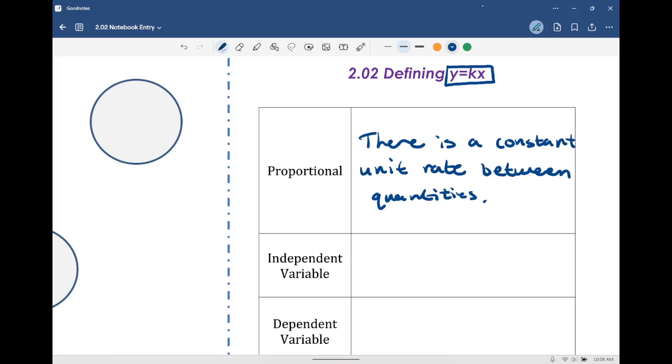Unit rates are always some unit per a second unit. Right? And so I'll even change this to first unit per second unit. And we'll see examples of this almost immediately.